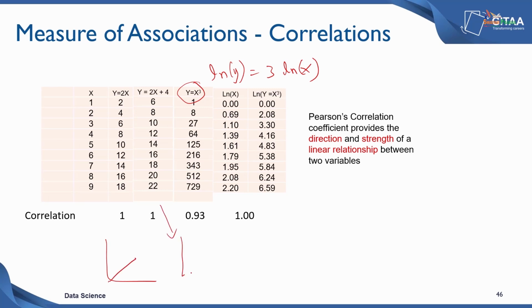This case is nothing but a perfect correlation, but the line does not pass through the origin, it's got an intercept of 4. And the third case here has got a graph like this. So the Pearson's correlation provides a direction and strength of linear relationship. If a linear relationship exists between the two variables, Pearson's correlation returns a very, very high value. But if it's a non-linear relationship, it may return a high value, but it is not necessary.